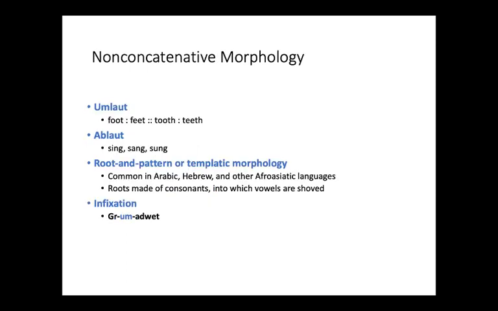There's also morphology that doesn't involve concatenating things together, that actually involves changing things in various ways. So in English, we have umlaut and ablaut. Umlaut is when we change the vowel to make it plural, like foot to feet or tooth to teeth. And ablaut is when we change the vowel in a verb to change the form of the verb, like sing, sang, and sung. Now, there are some languages that take this sort of thing to the extreme, somewhere between umlaut and ablaut and infixation.